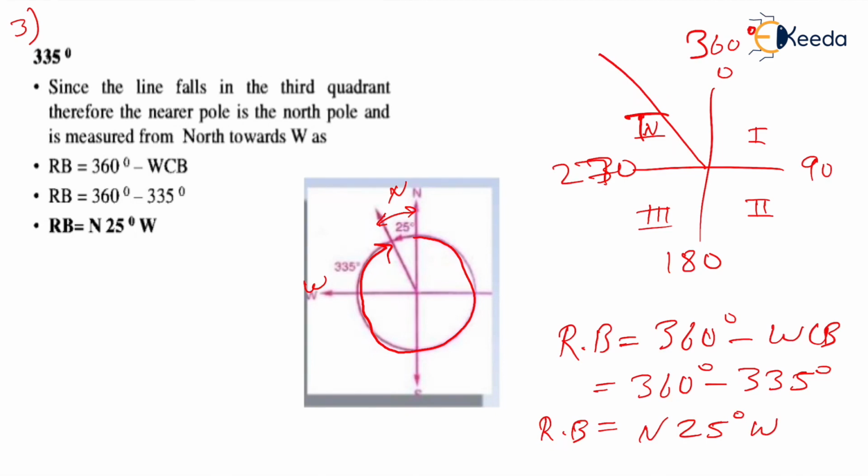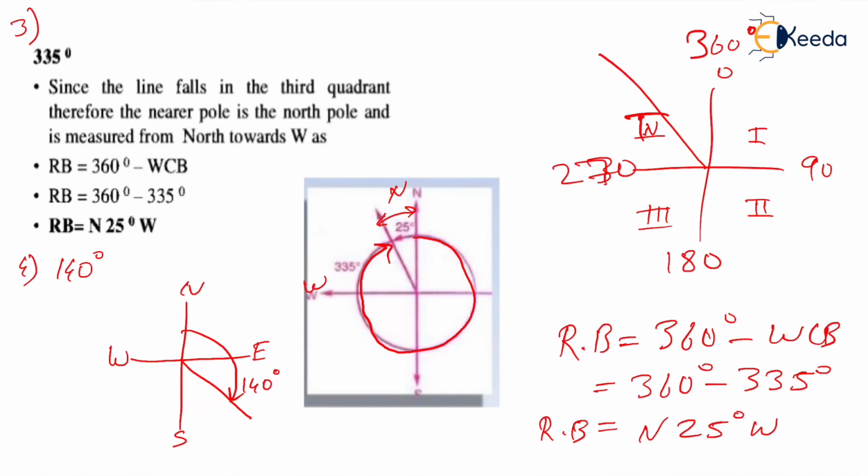Likewise, we can find out any bearing or convert any whole circle bearing to reduced bearing by using a simple formula. For example, if we have to convert 140 degree into RB, how will you convert? We'll draw a figure. This is my 140 degree. These are my quadrants. Now how will you convert WCB to RB? It lies in second quadrant.